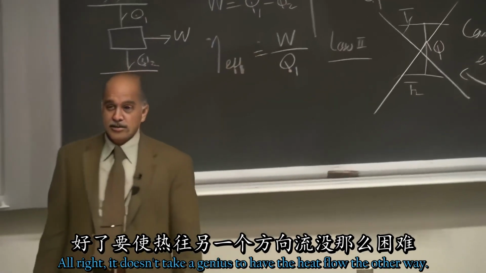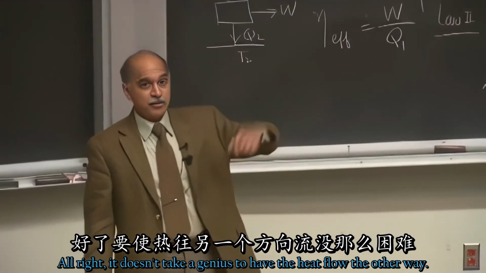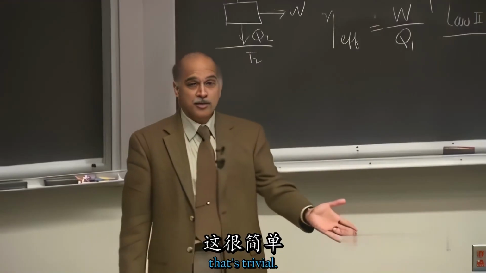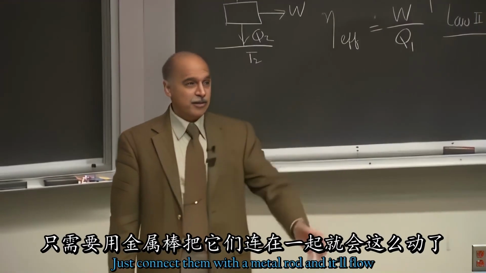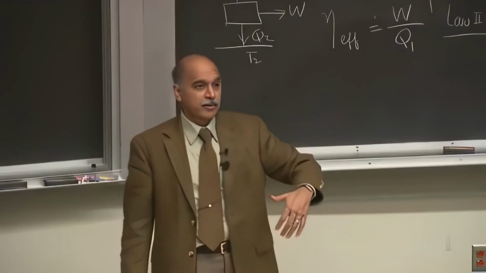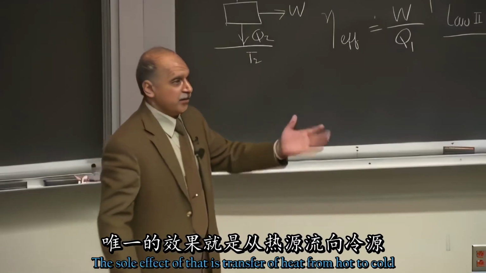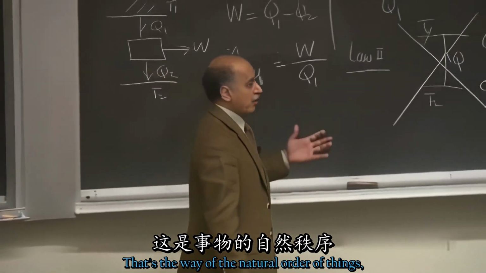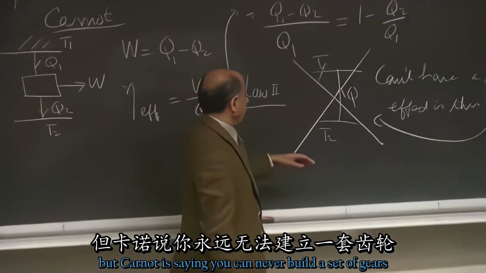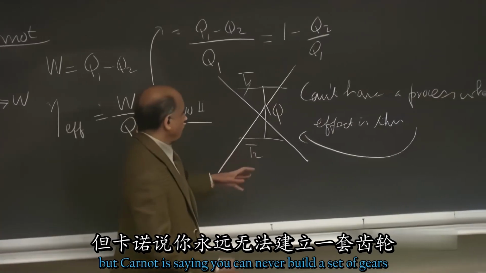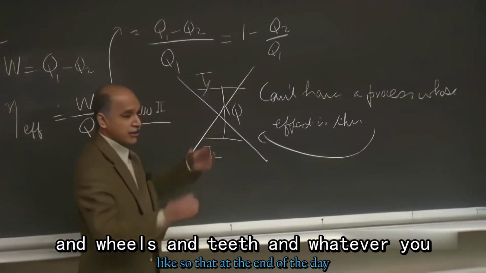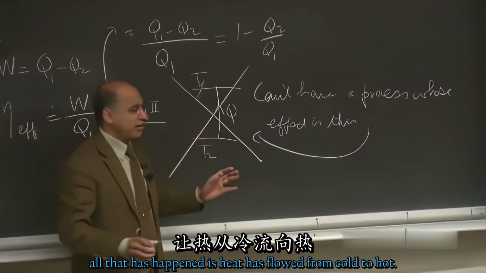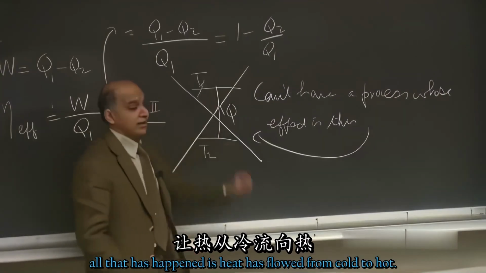Now, it doesn't take a genius to have the heat flow the other way. You understand? If you want heat to flow from hot body to cold body, that's trivial. Just connect them with a metal rod, and the heat will flow. The sole effect of that is transfer of heat from hot to cold. That's the natural order of things. But Carnot is saying you can never build a set of gears and wheels and teeth and whatever you like, so that at the end of the day, all that has happened is heat has flown from cold to hot.